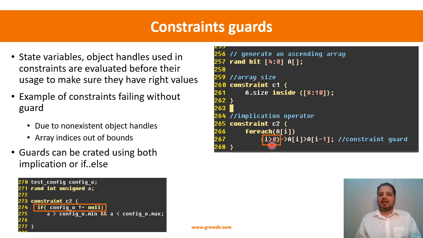So only when the index value is greater than 0, then we are accessing a of I minus 1. Because we are accessing a of I minus 1, if we do not have the guard, then what can happen is the indices can become negative, and the negative index values can also lead to constraint failures. So this way you can use the constraint guards, either using the implication operator or using the if, to validate the state variables before you use them for the randomization.